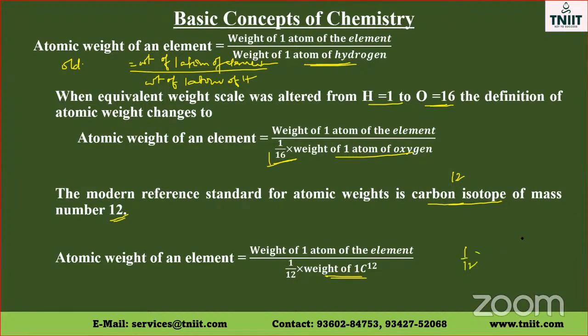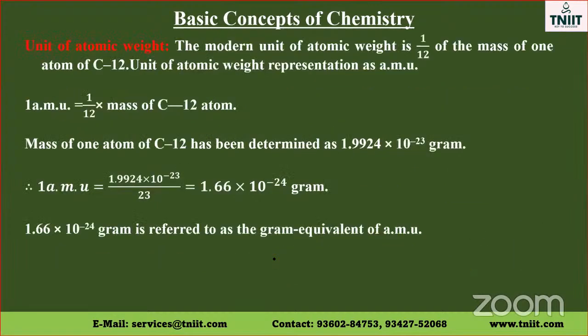1/12 the weight of carbon-12 isotope is almost nothing but 1. Therefore, atomic weight of an element is nothing but weight of an atom. Now, units of atomic weight. The modern unit of atomic weight is 1/12 the mass of one atom of carbon. Unit of atomic weight is represented as AMU, atomic mass unit. 1 AMU is equal to 1/12 the mass of carbon-12 isotope or carbon-12 atom.